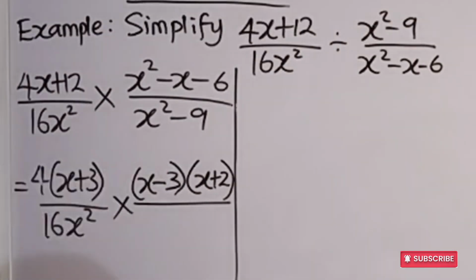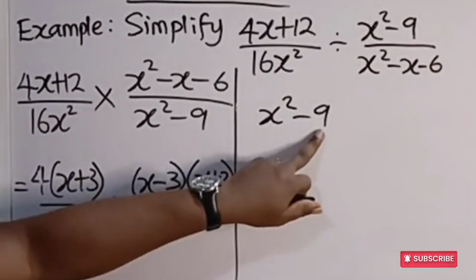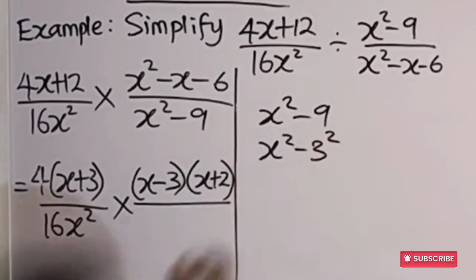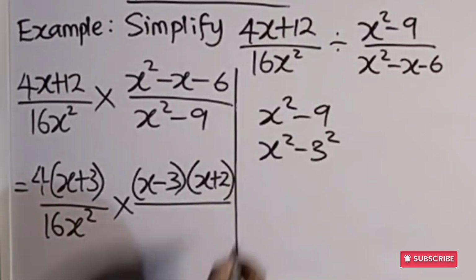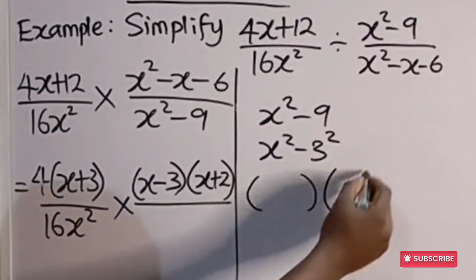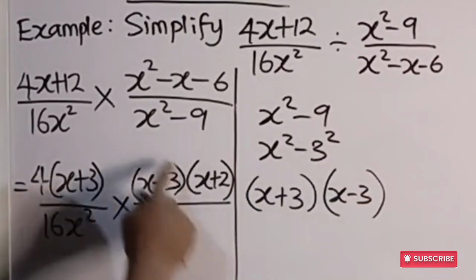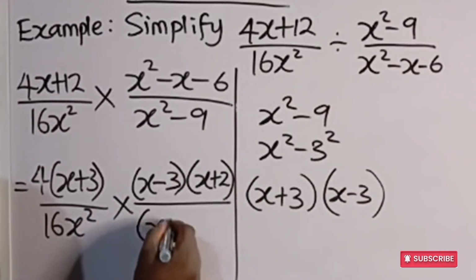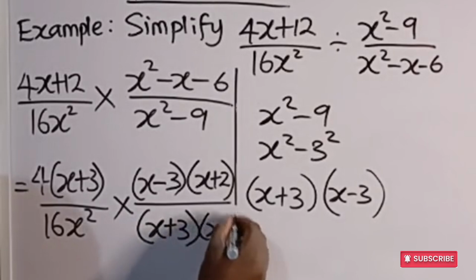Let's factorize this. We have x squared minus 9. 9 is a perfect square, so we can convert it to x squared minus 3 squared, because 3 squared is the same thing as 9. So since this is a difference of 2 squares, we can open 2 brackets, (x plus 3)(x minus 3). So we're going to replace this with this. (x plus 3)(x minus 3).